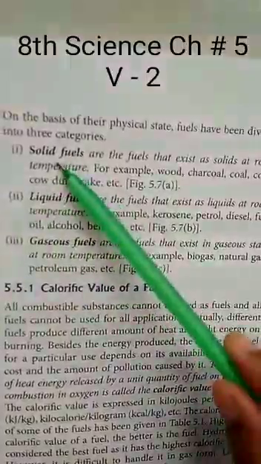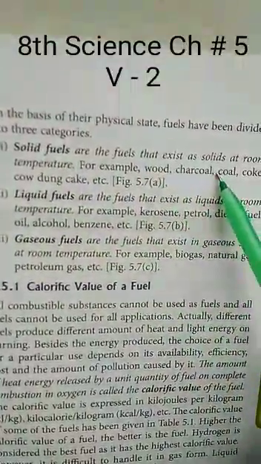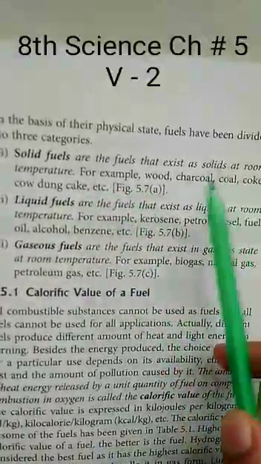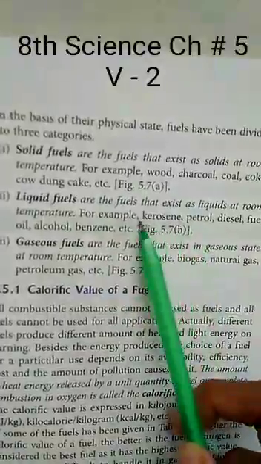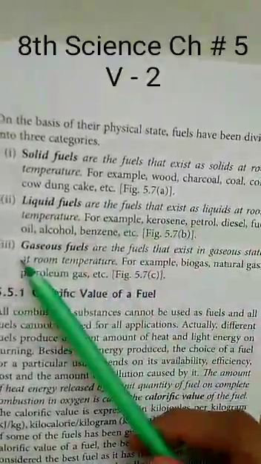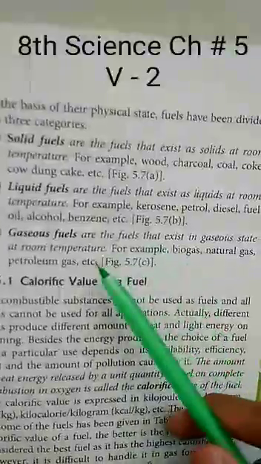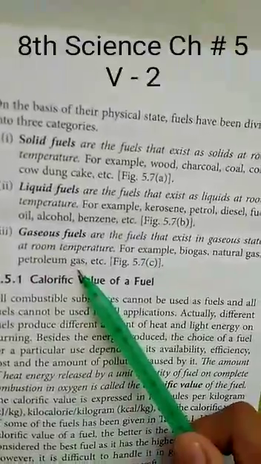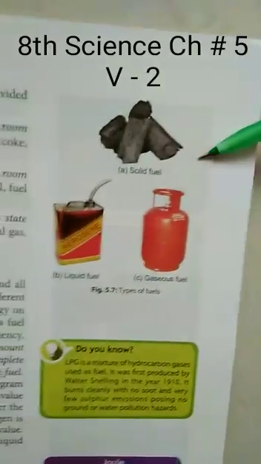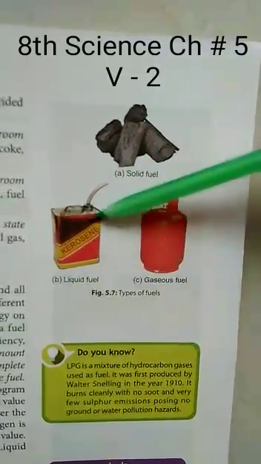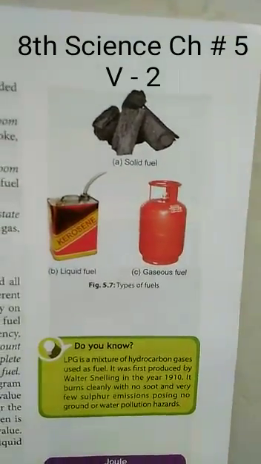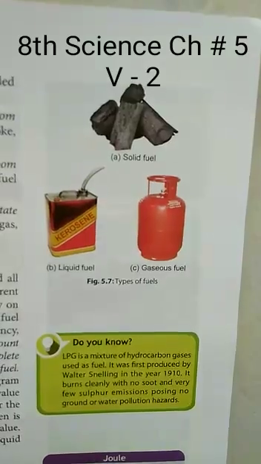The examples of solid fuels are wood, charcoal, coal, coke, cow dung cake, etc. For liquid, it is kerosene, petrol, diesel, fuel oil, alcohol, benzene, etc. And for gaseous, it is biogas, natural gas, LPG, petroleum gas, CNG, right? Now students, here the example is given: solid fuel, liquid fuel, and here the gaseous fuel, that is in CNG cylinder and LPG cylinders.